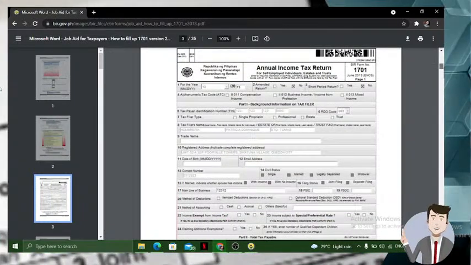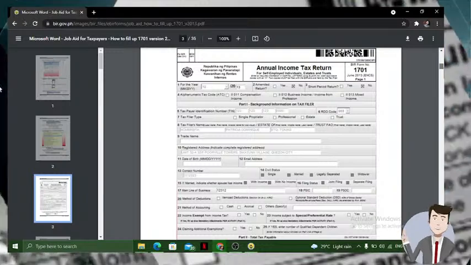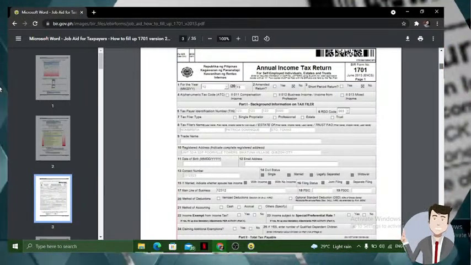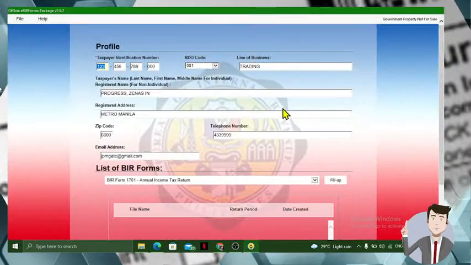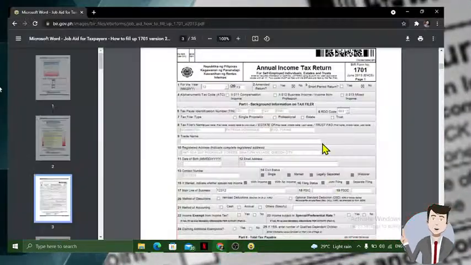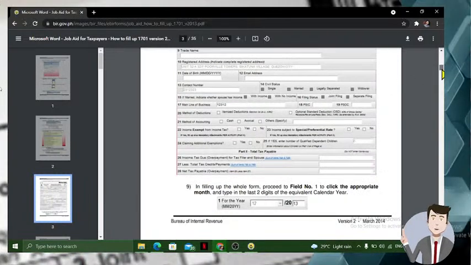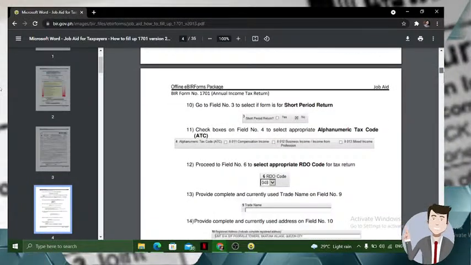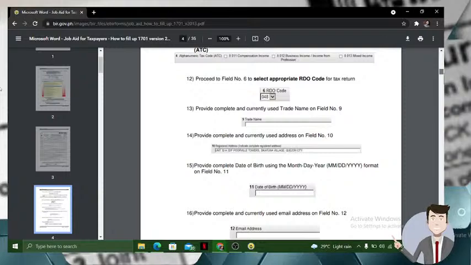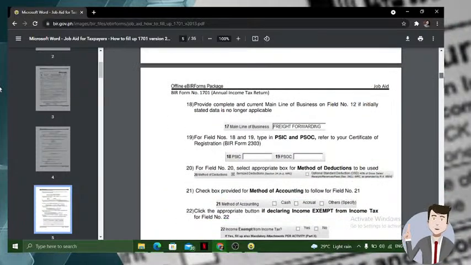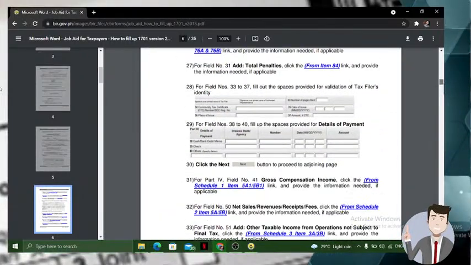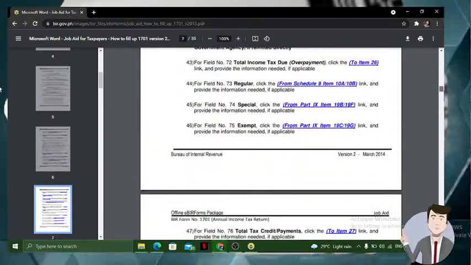Take note that the same income tax return, BIR Form 1701, will be presented after clicking the fill up portion. The box is available for your information for that particular taxable year. Okay, take note.